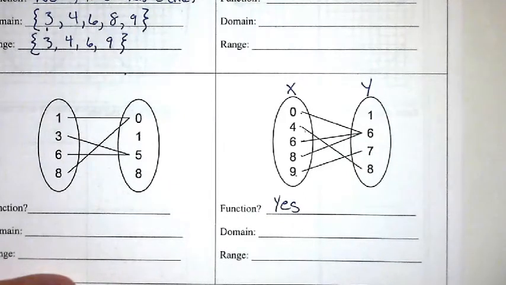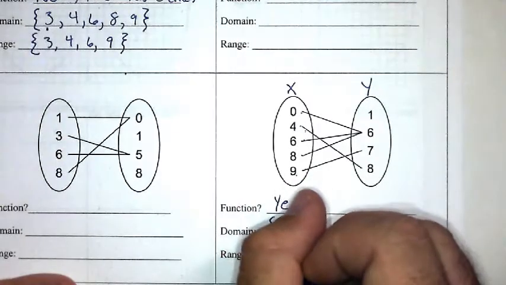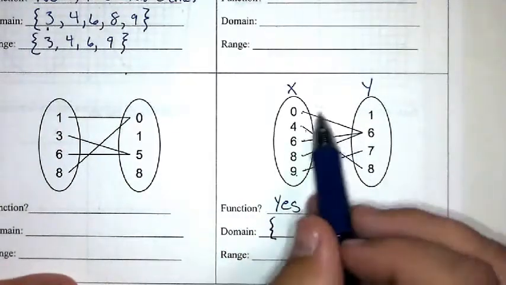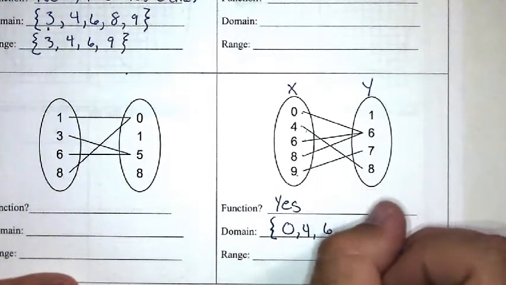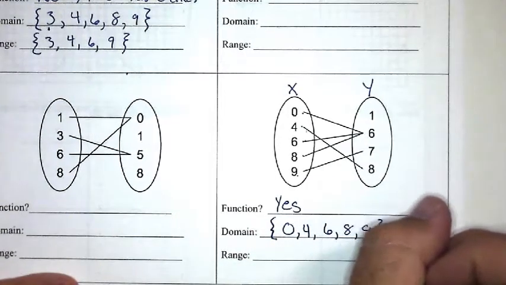So I can go over here to domain and list out all my X values. What's great about maps is they're already in numerical order, so I just have to copy it down. That makes life so much easier.